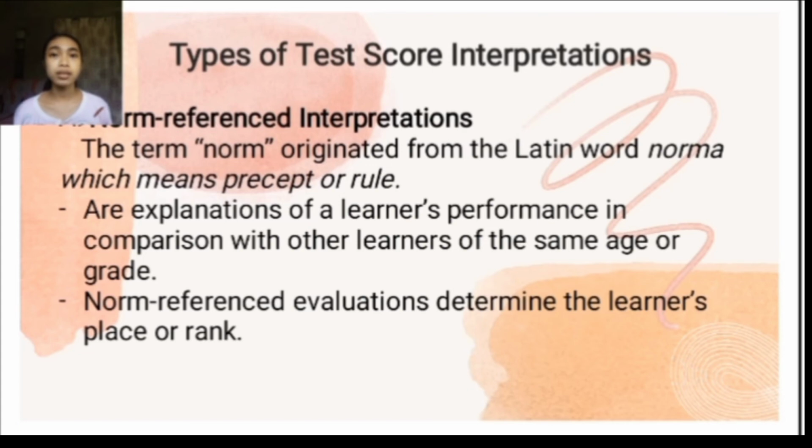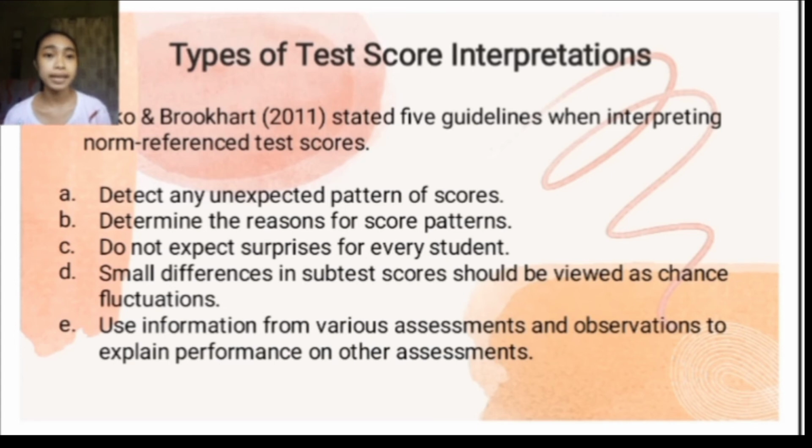Assessment instruments that lend themselves to this kind of interpretation include standardized aptitude and achievement tests, teacher-made survey tests, interest inventories, and adjustment inventories. Nitko and Brookhart stated 5 guidelines when interpreting norm reference test scores. First, detect any unexpected patterns of scores. This means be on the lookout for unusual, especially extreme, scores. Second, determine the reason for score patterns.